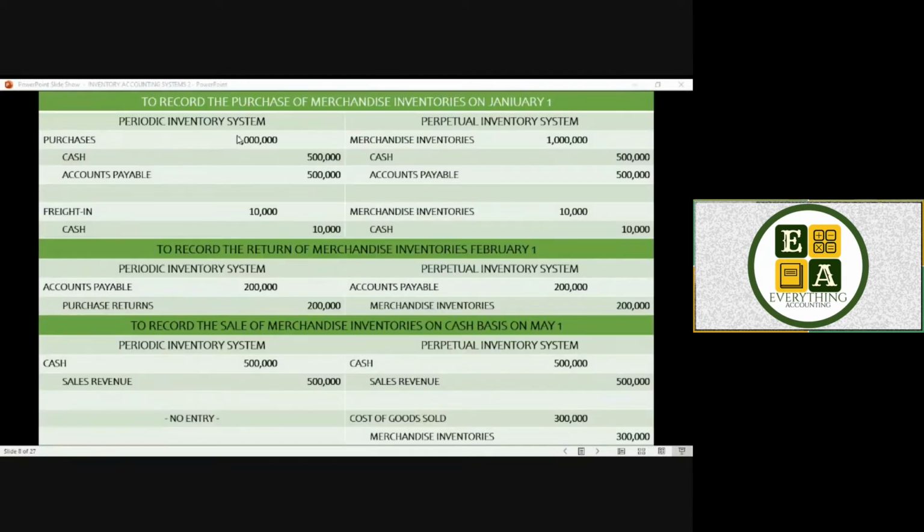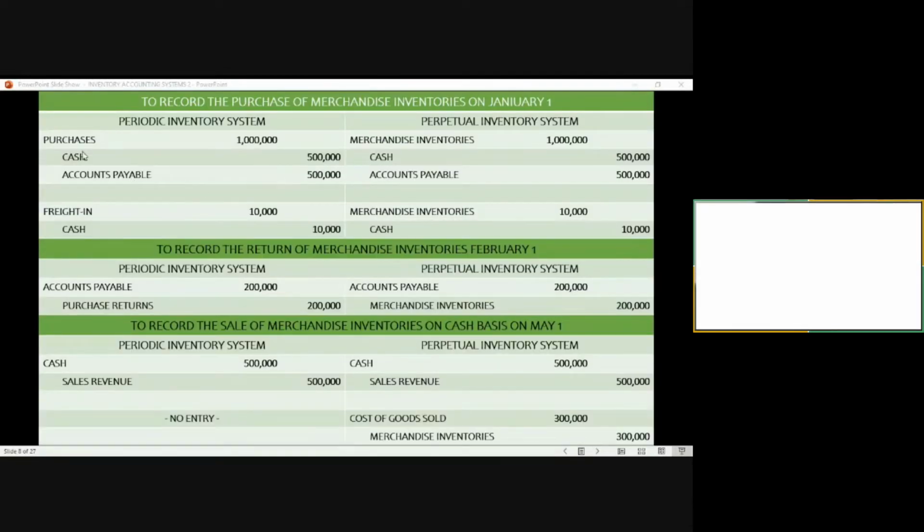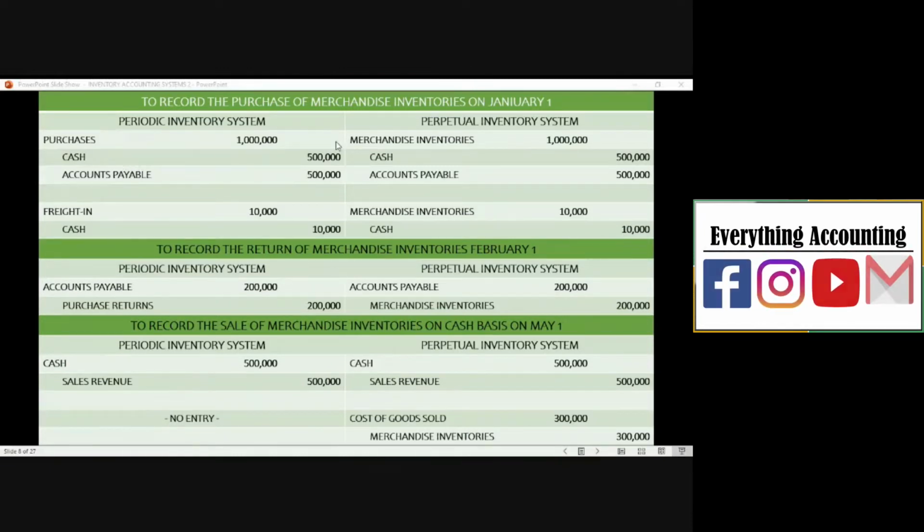Under periodic inventory system, since it is a purchase, debit tayo ng purchases, 1 million. Credit tayo ng cash, 500,000 for the cash basis payment, and accounts payable naman dun sa credit basis, 500,000. Then, i-record mo yung freight in as is, debit tayo ng freight in, then credit tayo ng cash, 10,000.